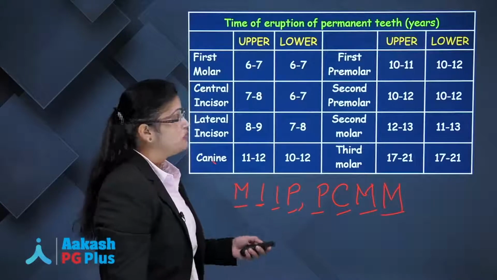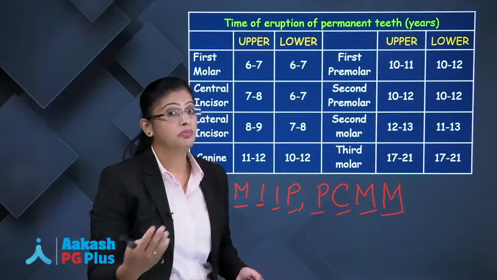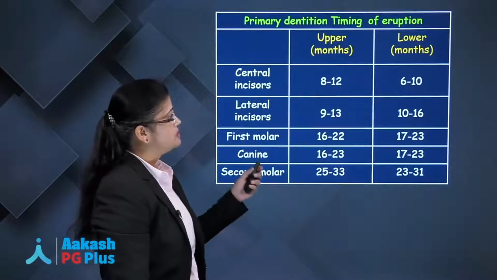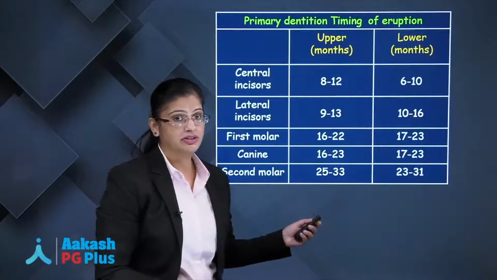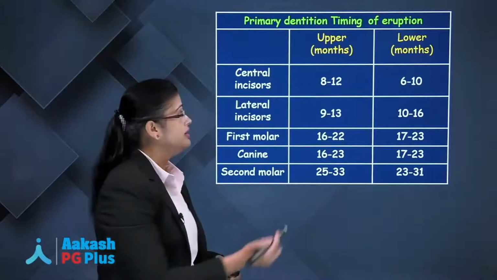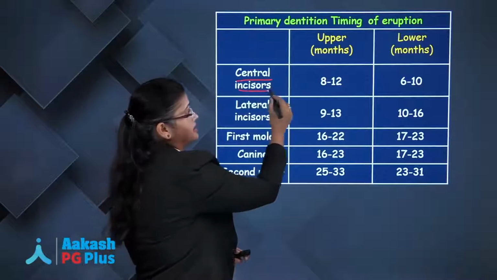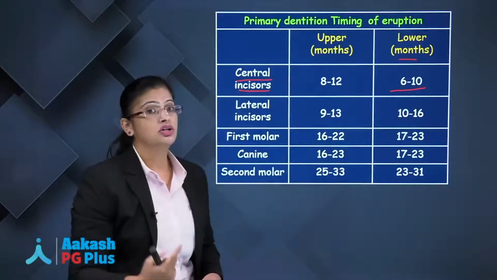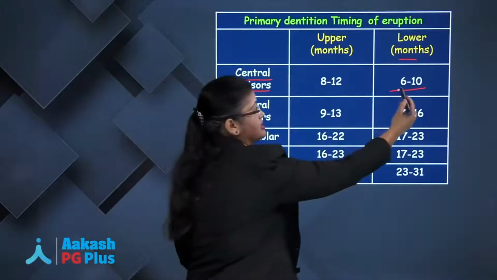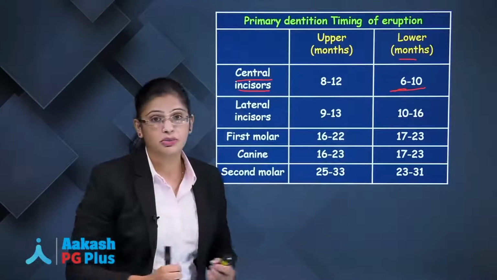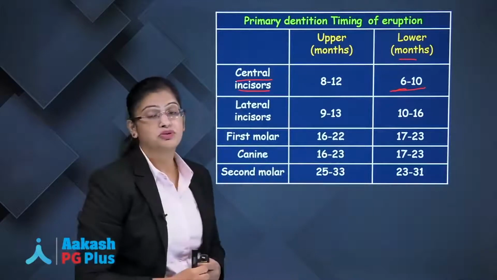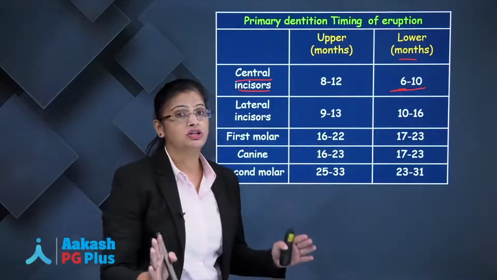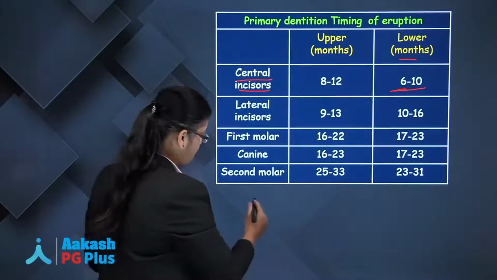But similarly, you can also get a question on primary dentition. So this is the sequence of appearance of teeth for primary dentition. I'm sure you are aware that it is the central incisor in the lower jaw which is the first tooth to appear, at around 6 months of age. Now how do we remember the timing of eruption for primary dentition? Again, very simple. Just try to remember this simple mnemonic.